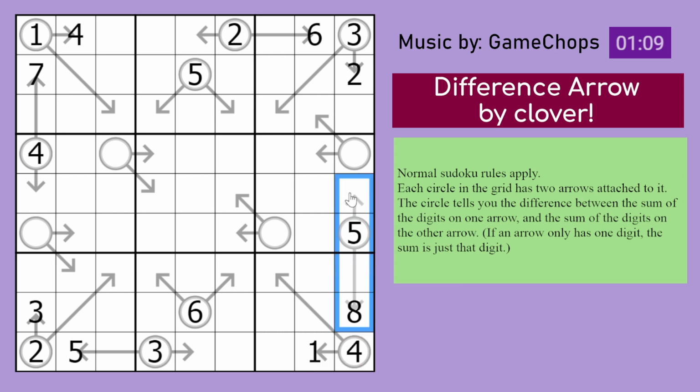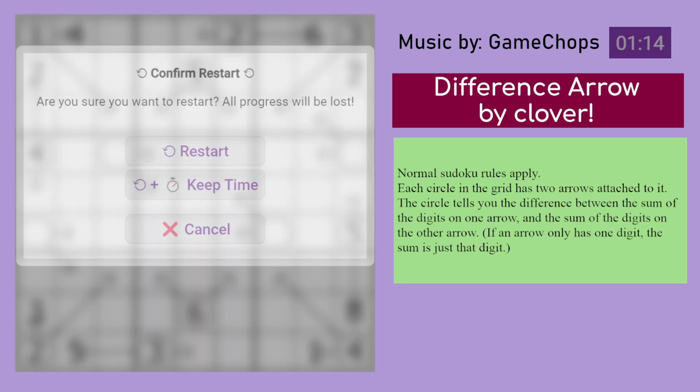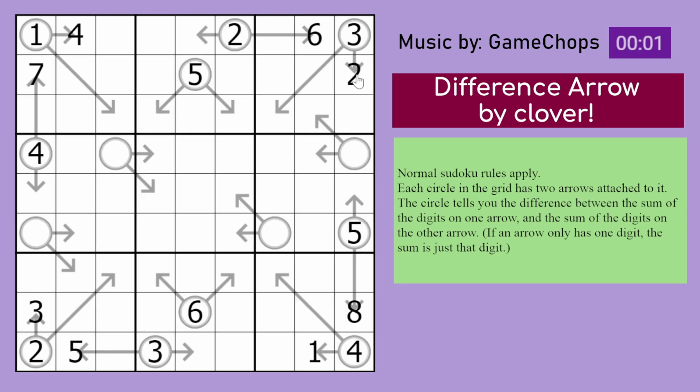So yeah, those are the rules. It is a little complicated, but I think we can work through it. Alright, those are the rules. With that, let's just begin solving. Let's start with this then.